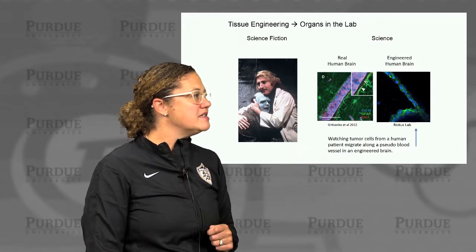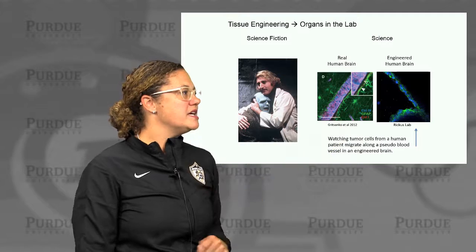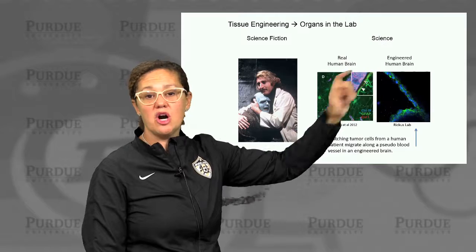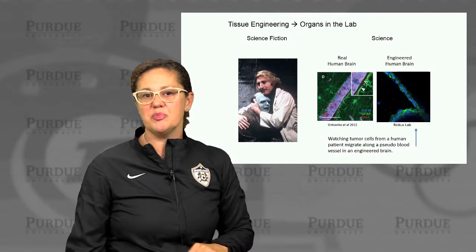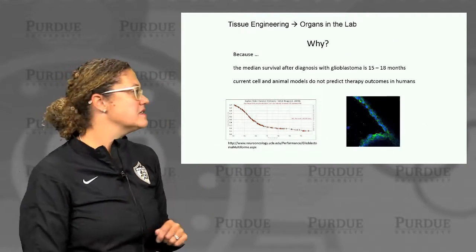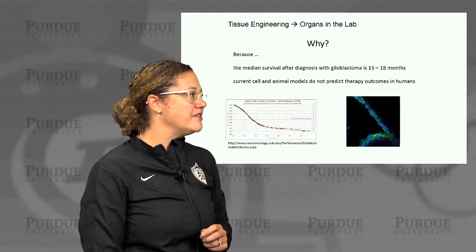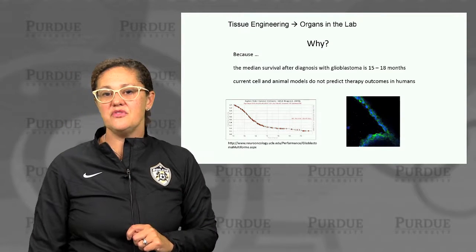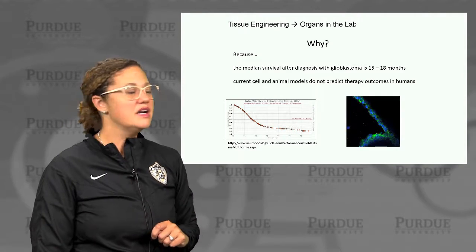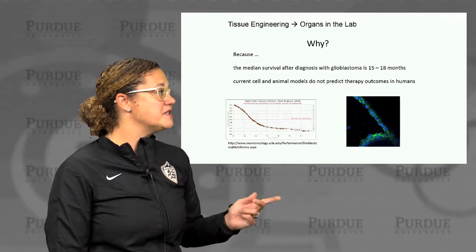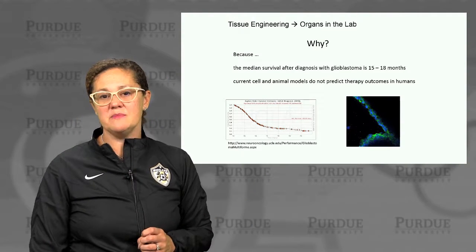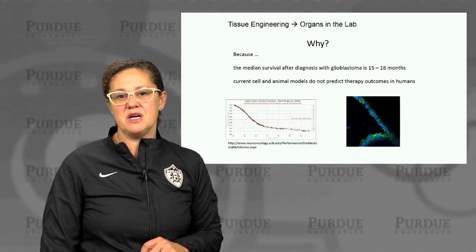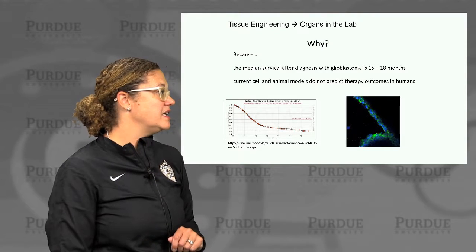And why are we doing this? We're doing it to watch tumor cells from a human patient migrate along this pseudo artificial blood vessel in this engineered brain. So why do we do these sorts of things? We do this because the median survival after diagnosis for glioblastoma is 15 to 18 months. It's a very devastating cancer. And the current cell and animal models just simply don't yet predict therapy outcomes in humans. And we haven't moved that 15 to 18 month survival marker very significantly in a while.